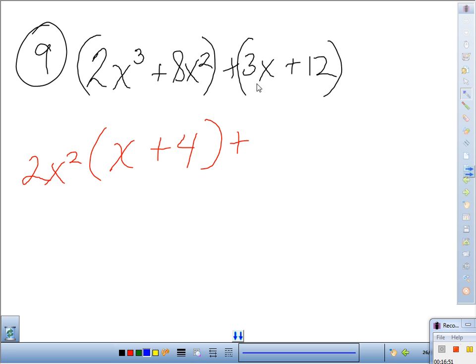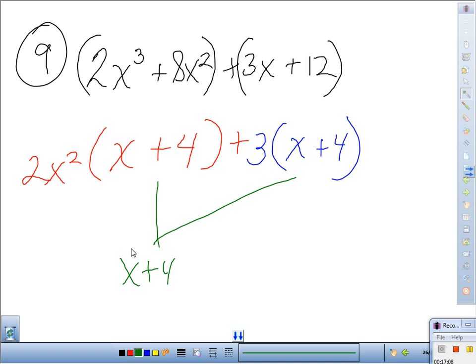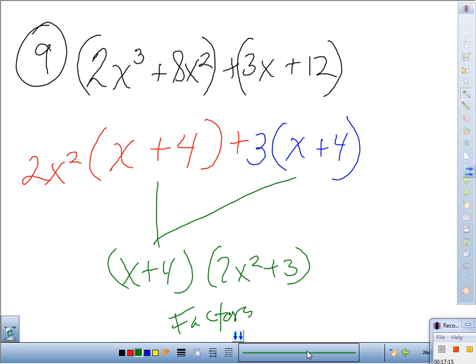3x plus 12, what's the GCF for those 2? 3. We're left with 3x divided by 3 is x, plus 12 divided by 3 is 4. Does this look familiar? Yes. What's the GCF? X plus 4. And what's left over? 2x squared plus 3. Those are my factors. A little bit better? Yes? Okay.